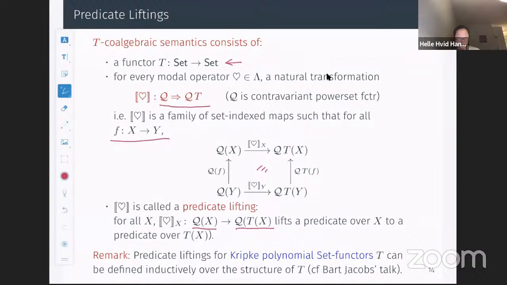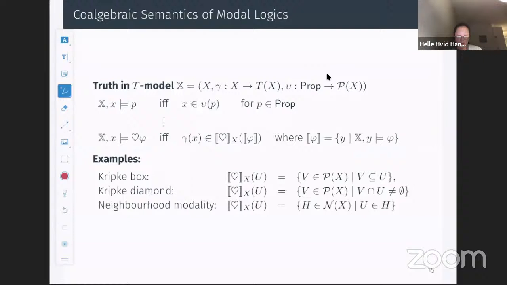Okay, so what is nice about these predicate liftings? I just wanted to briefly finish the story about the semantics. So given such a coalgebraic semantics, we can then define the truth of modal formulas in T models. And of course it works inductively in the way as before. And the only case that is different is indeed the modal case. So now, we use the predicate lifting to interpret this heart phi.